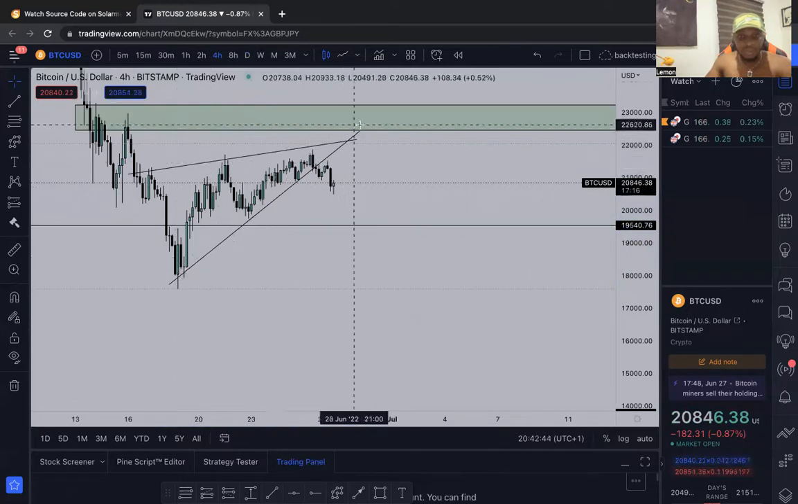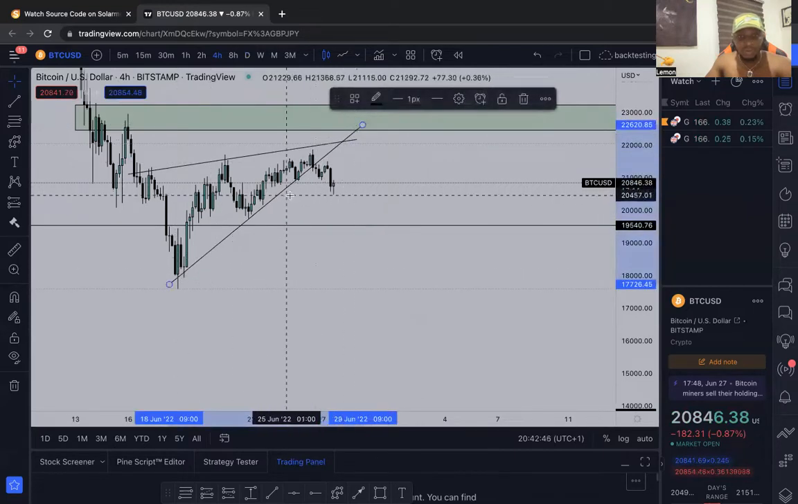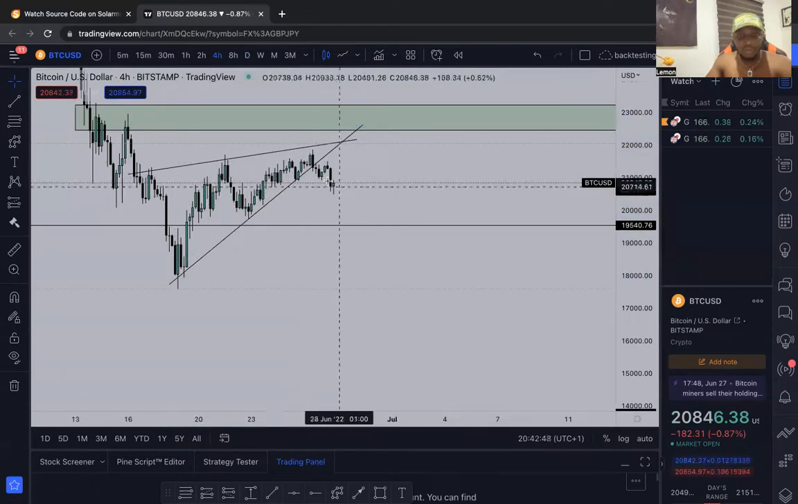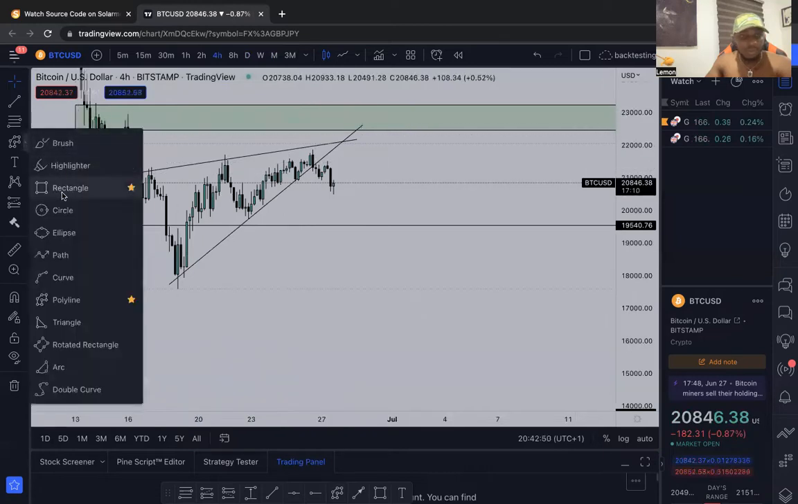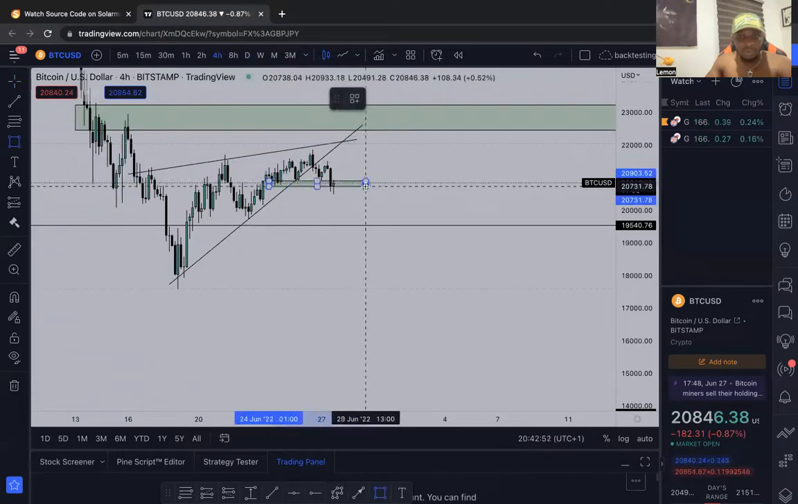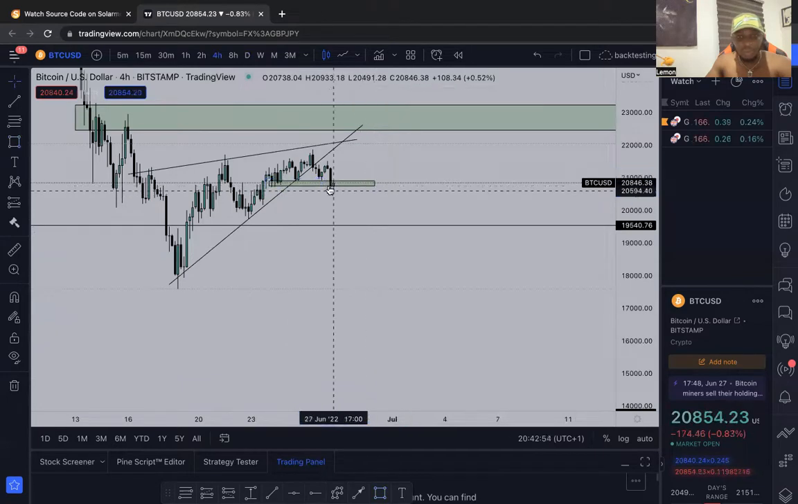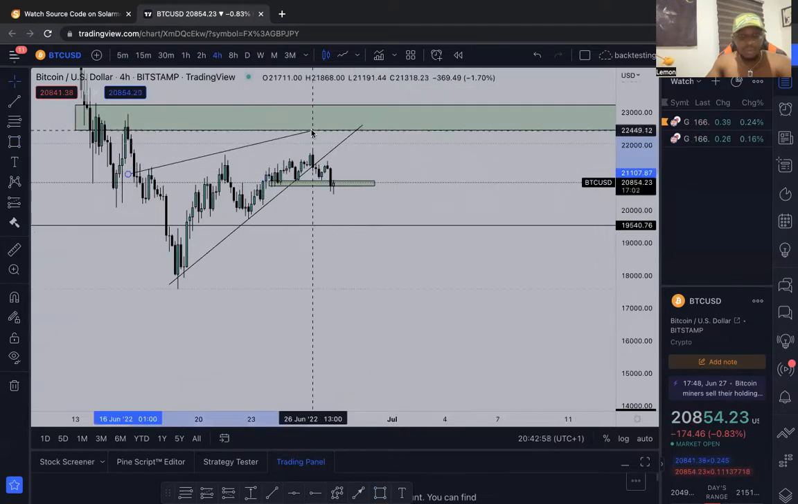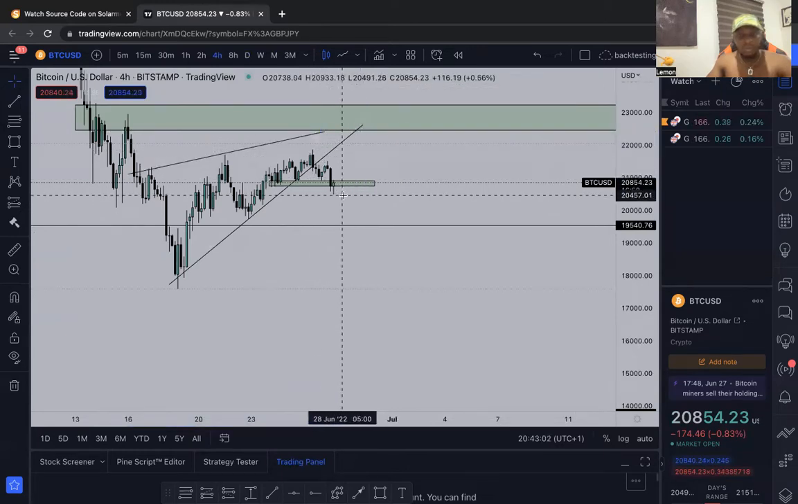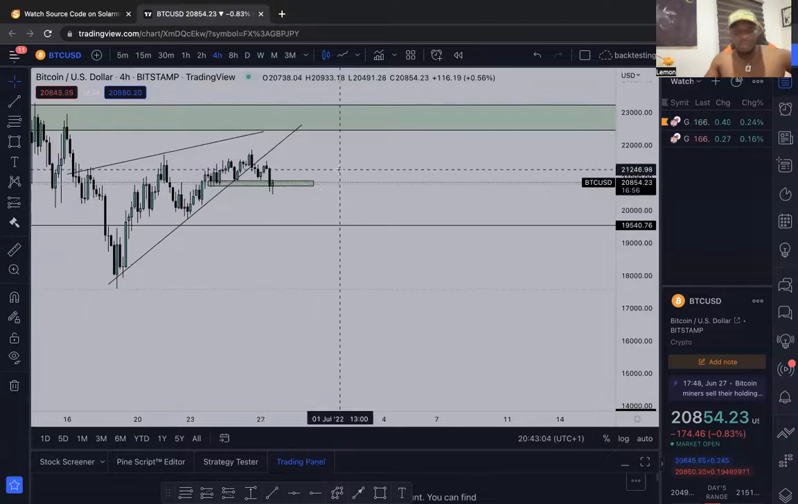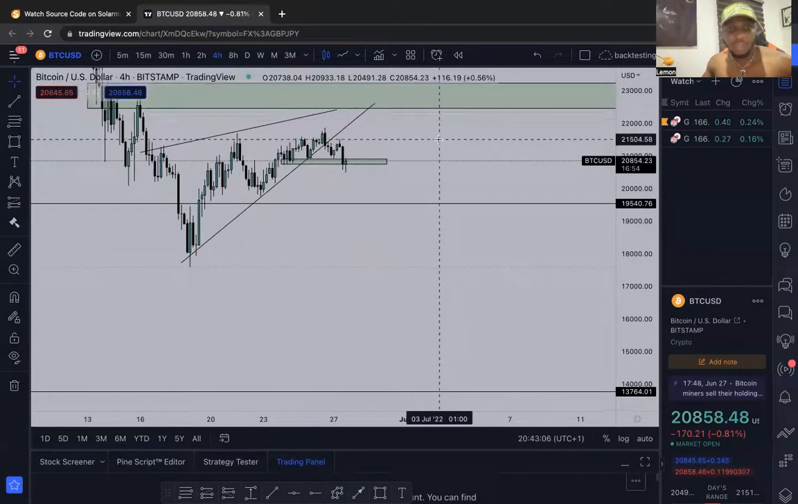First touch, second touch, third touch. Broke this zone. Now we're coming back to retest. If you close above, it's a fake out. Close above, it's a fake out. So we need to close below here before we see BTC start falling.